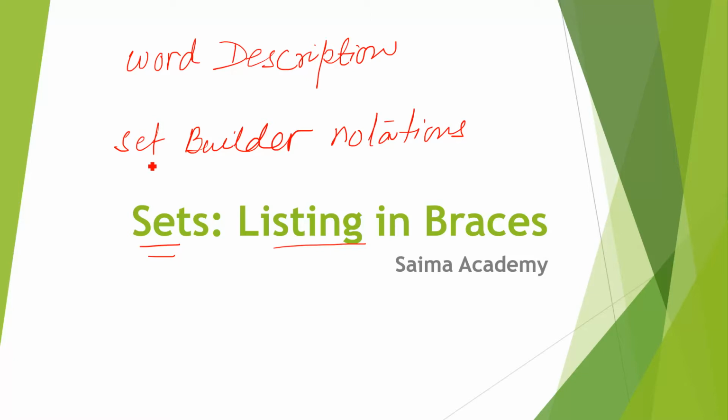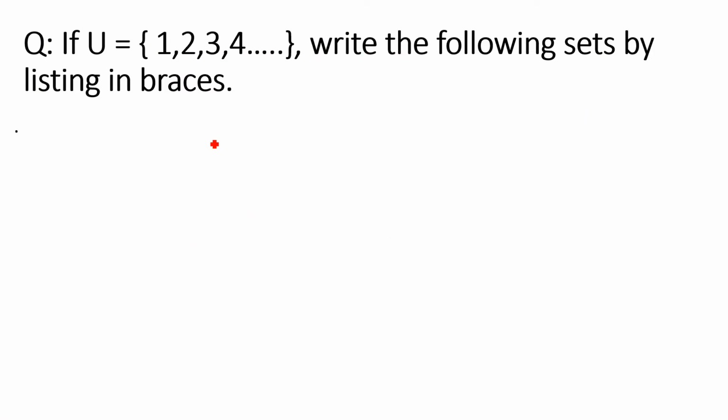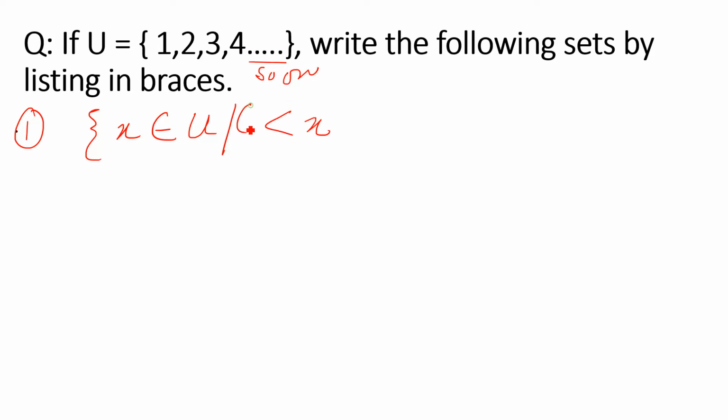We have a question given in set builder notation. We have to write it in listing in braces. Suppose the question is: U, the universal set, is equal to 1, 2, 3, 4 and so on. This is an ellipsis, it means so on, and this is also called the natural numbers. Write the following sets by listing in braces. The first one is x belongs to U such that x is greater than 6 and x is lesser than or equal to 13.